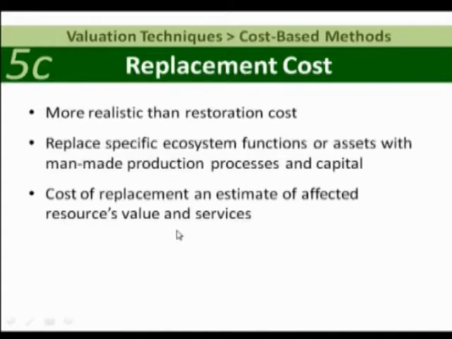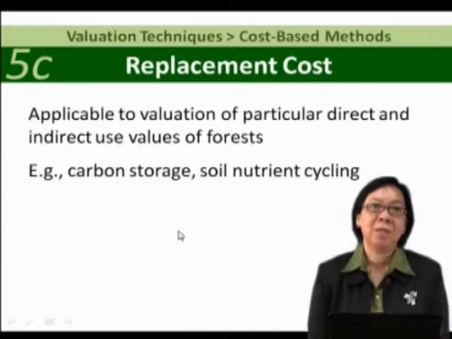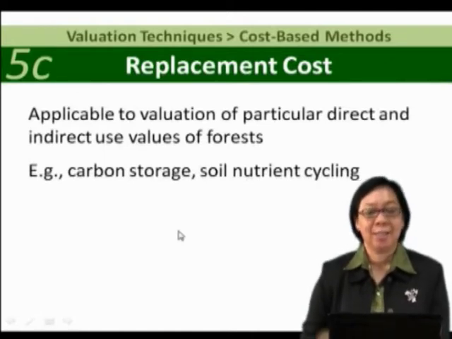Third, we have replacement cost, which is more realistic than restoration cost. Here, we replace specific ecosystem functions or assets with man-made production processes and capital. The cost of replacement is an estimate of the affected resources, value, and services. The replacement cost method is applicable to valuation of particular direct and indirect use values of forests, such as carbon storage and soil nutrient cycling.